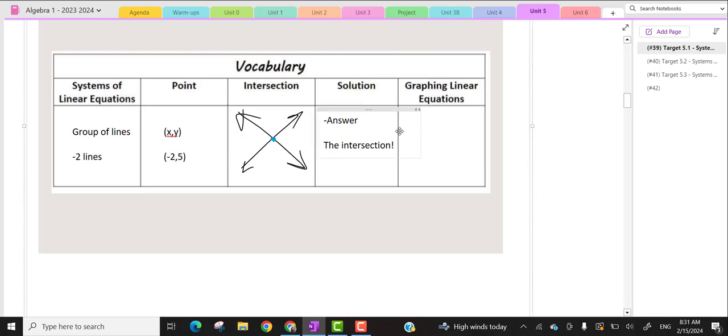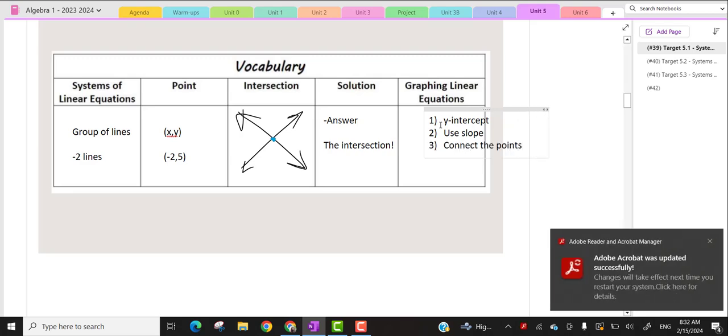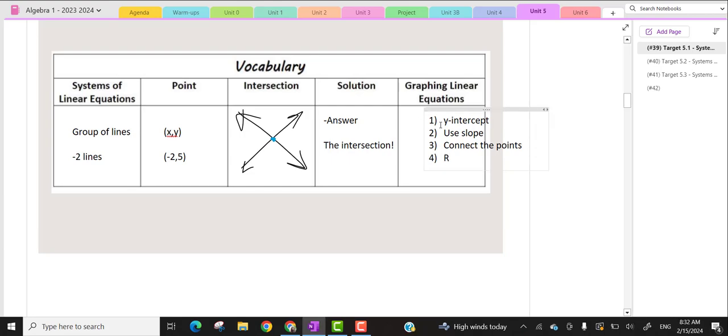All right, and then we have graphing linear equations. Okay, and step 1 is y-intercept. Step 2 is use slope. Step 3 is connect the points. And then step 4 is repeat for the other line. And step 5 is where is the intersection. So there's 5 steps for graphing linear equations for this topic.